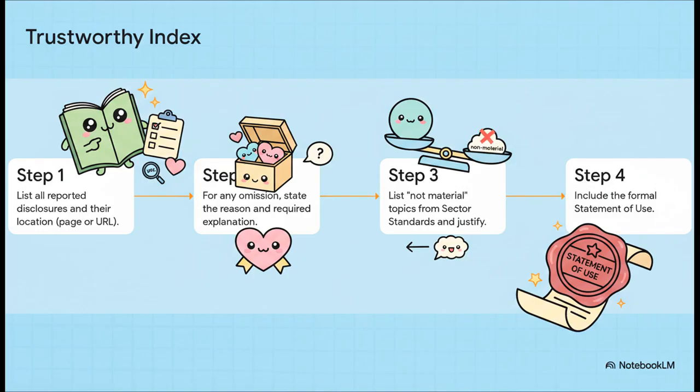First, the basics. List all your disclosures and tell people where to find them. Page number, URL, whatever. Easy. Step 2, that's our honesty box. Document every single omission, state the reason, and give the required explanation. Step 3 is that anti-cherry-picking rule we just talked about. List any topics from the sector standards you deemed not material and justify it. And finally, step 4, you make it official. You include that formal statement of use, which basically declares that your report was prepared in accordance with the GRI standards. It's like the official stamp of approval.